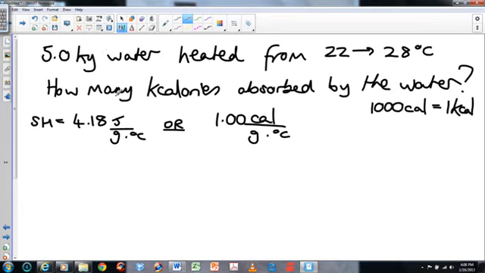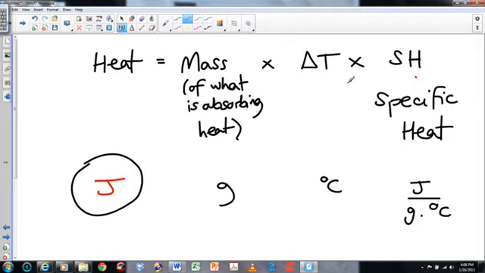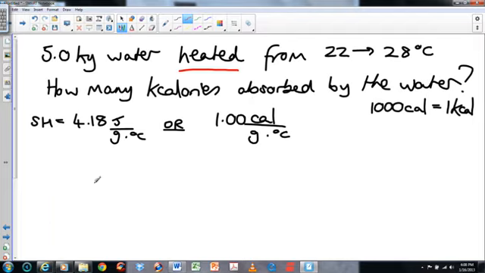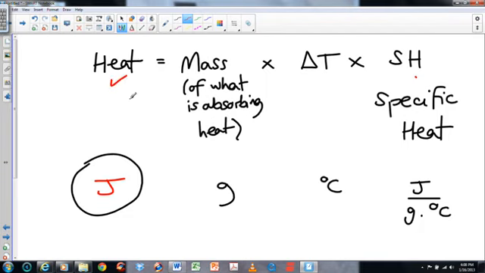So, here's a question. It says 5 kilograms of water is heated from 22 to 28 degrees C. How many kilocalories of energy are absorbed by the water? So this means we have to use this equation. It's asking us how many kilocalories of heat or energy are being absorbed by the water. So we're looking for the amount of heat. So we're looking for this. If we're looking for this, then we must have this, this, and this. So let's see what we have.